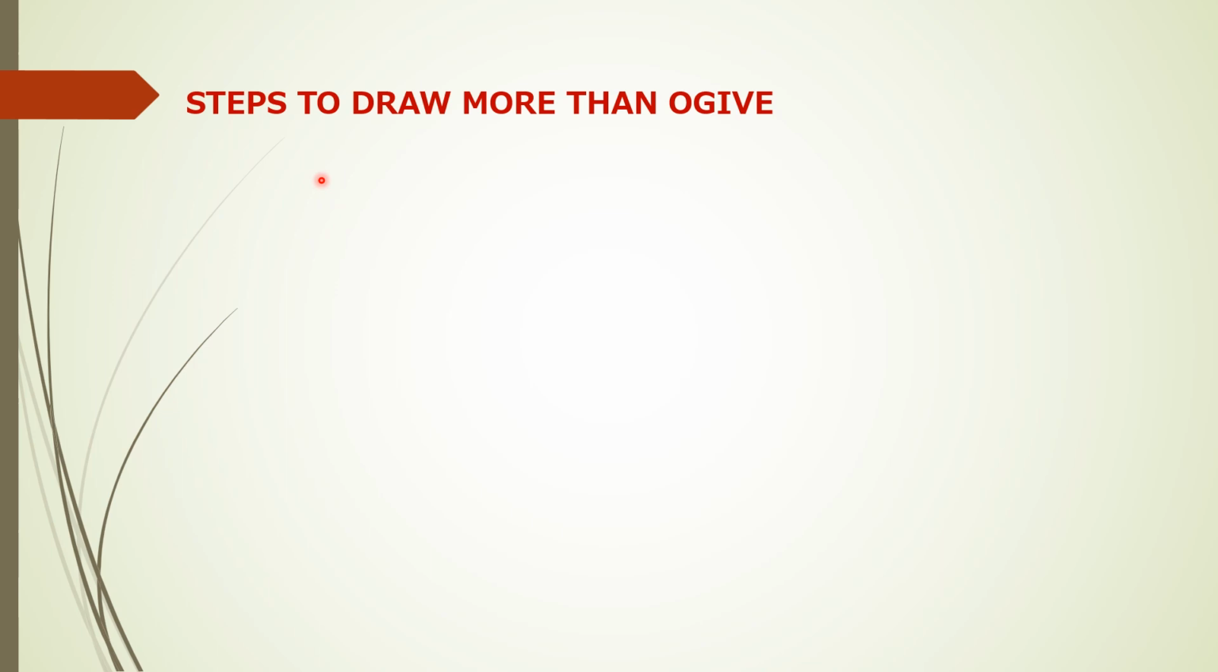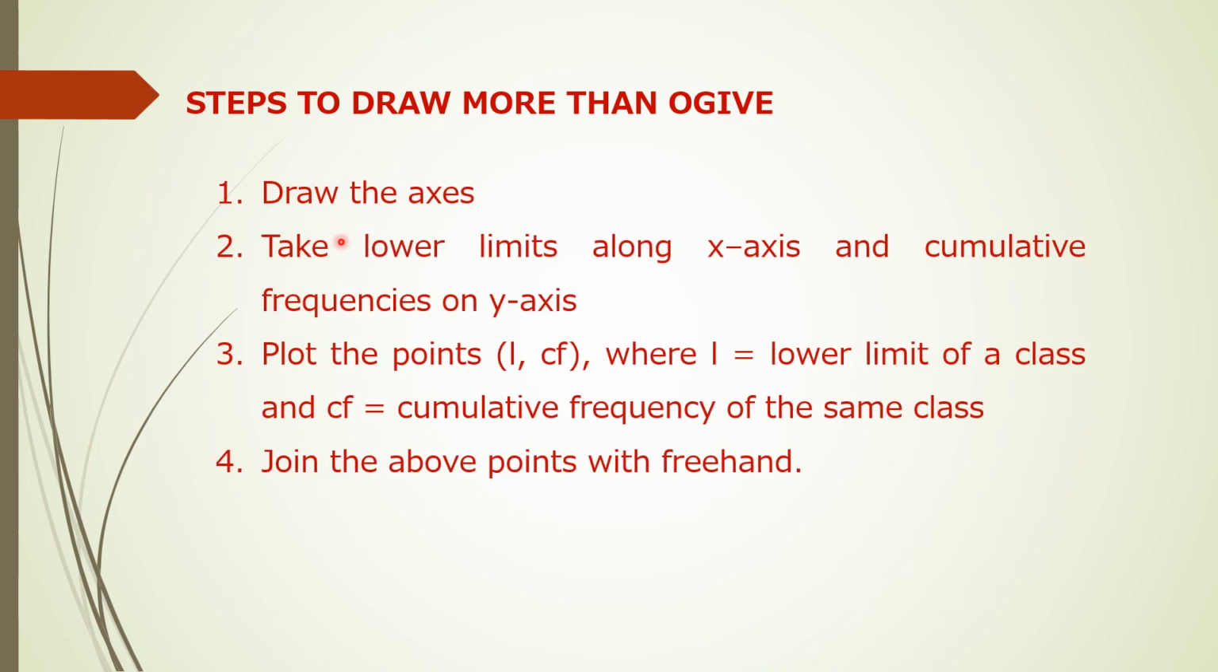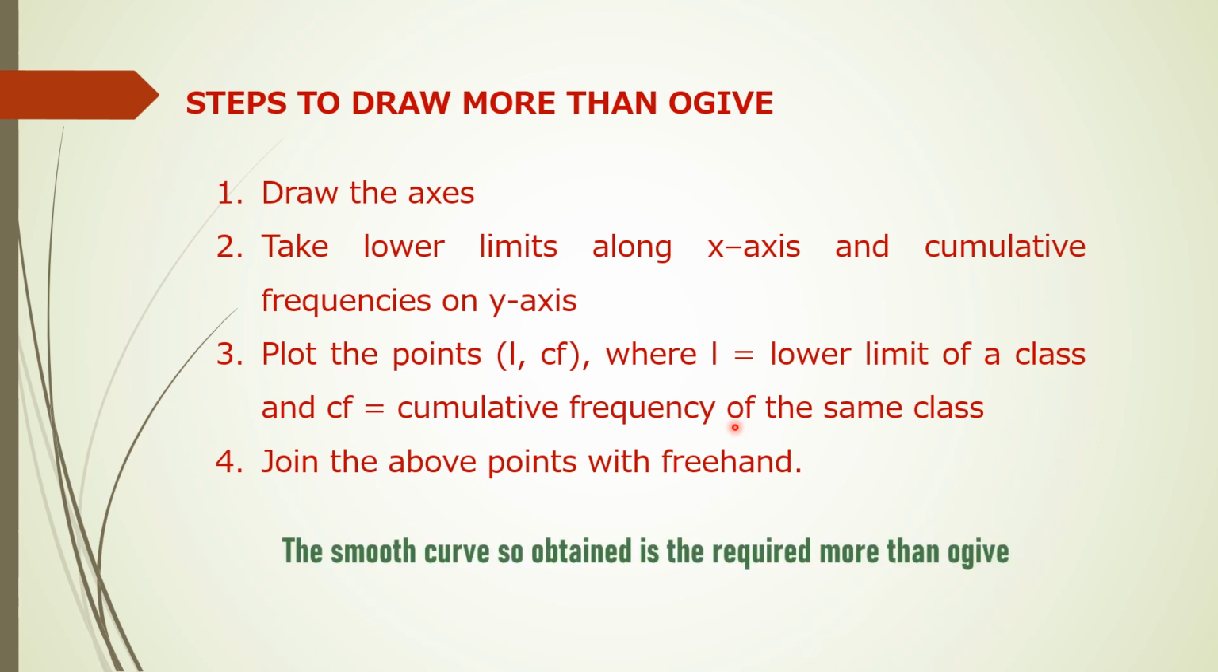Steps to draw more than OZ. Prepare the cumulative frequency distribution table. Then to construct OZ, you have to draw the axis. Take lower limits along x-axis and the respective cumulative frequencies on y-axis. Plot the points L, CF. L means lower limit of a class, whereas CF is equal to cumulative frequency of the same class. Join the above points with freehand. The smooth curve so obtained is the required more than OZ. Just now we observed in the problem, these are the steps we followed to construct more than OZ.